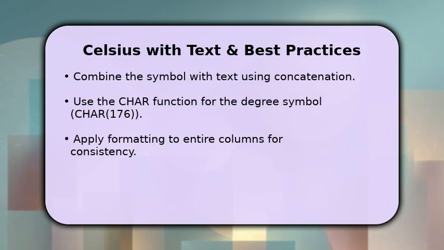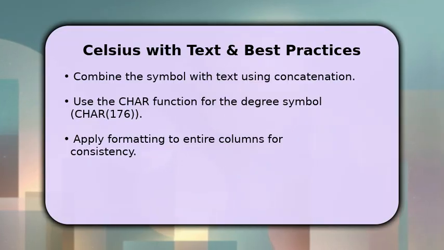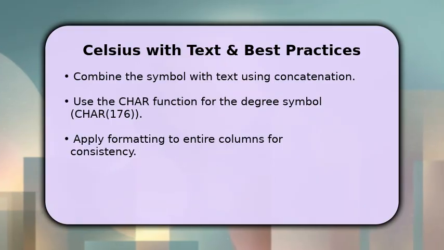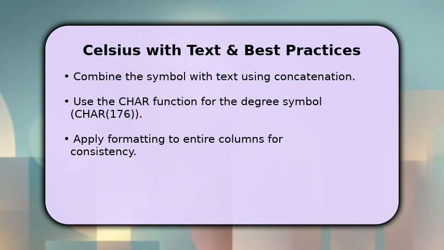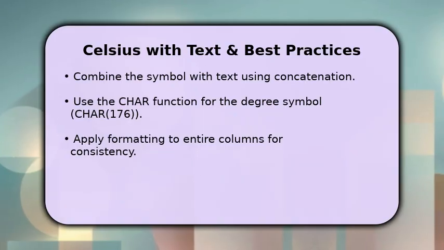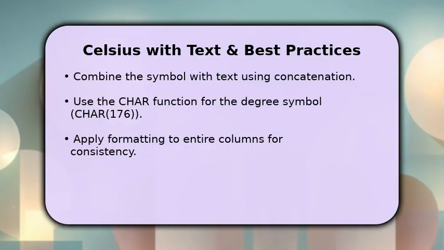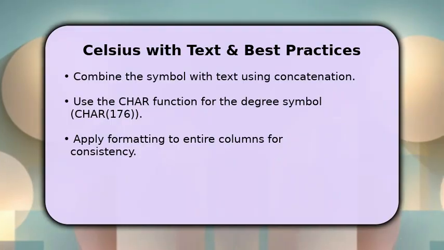You can also combine the degree symbol with text using concatenation, or by using the CHAR function, specifically CHAR(176), which represents the degree symbol. For consistency, consider applying custom formatting to entire columns or rows. Always remember to save your workbook after making these formatting changes to ensure your work is preserved. These methods help you clearly display temperature data.